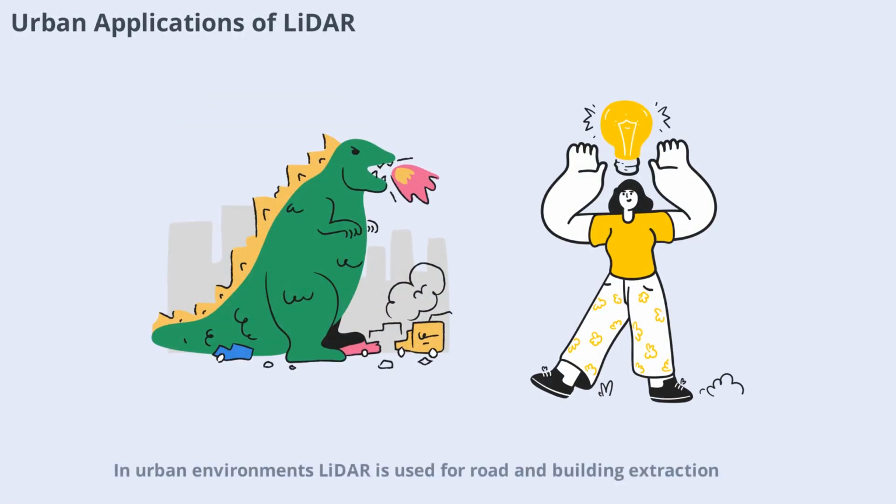In urban environments, LiDAR is used for road and building extraction, 3D reconstruction, population estimation, and change detection. High-resolution LiDAR data helps city planners, engineers, and emergency responders make informed decisions. Projects in the book demonstrate how LiDAR supports urban analysis in places like Denton, Texas, and Surrey, Canada.